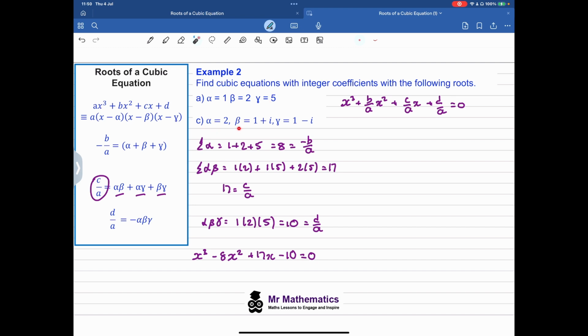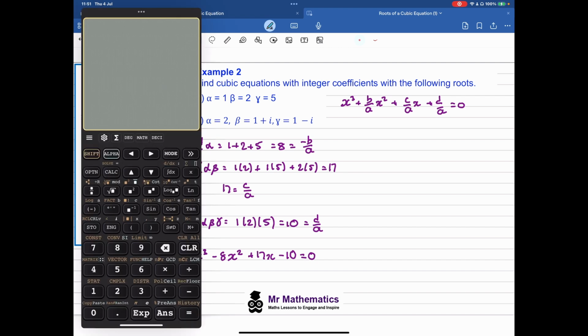For part C, we're going to follow the same idea, but I want to show you how we can do it using the memory function on our calculators. So I'm going to enter alpha, beta, and gamma into the memory of my calculator. We can enter the 2 by pressing the STO button. Now we can store this as the variable a. So I'll press alpha and a, and you can see it's stored.